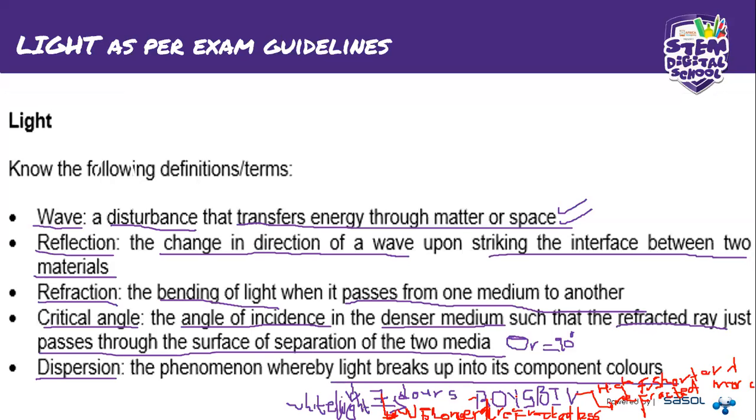You must know that violet light is the light that is refracted more than any, and this is because it has a higher frequency and a shorter wavelength. And then red light is refracted less because it has a lower frequency but a longer wavelength.